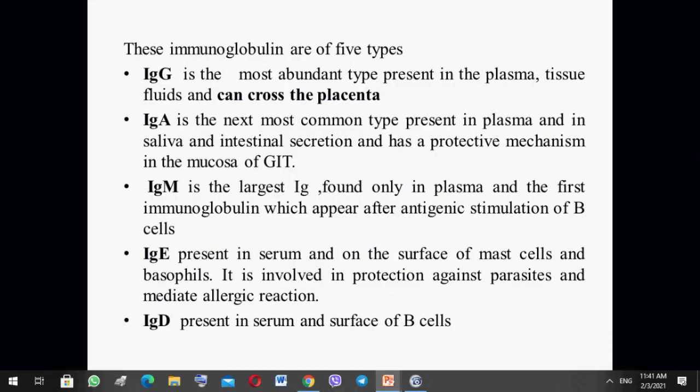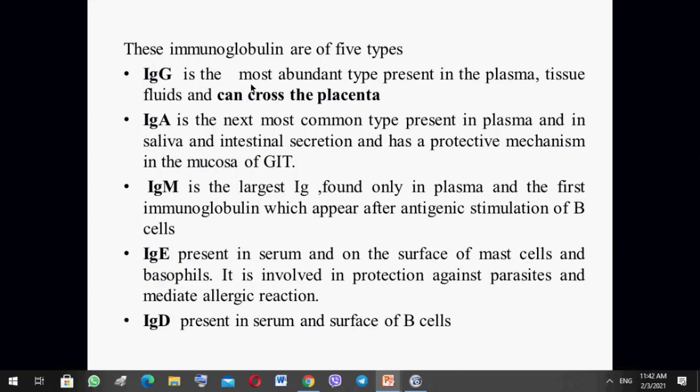So this is the general structure of immunoglobulins, and these immunoglobulins include 5 types, which are IgG, IgA, IgM, IgE, and IgD. So IgG means immunoglobulin G, IgA means immunoglobulin A, and so on.